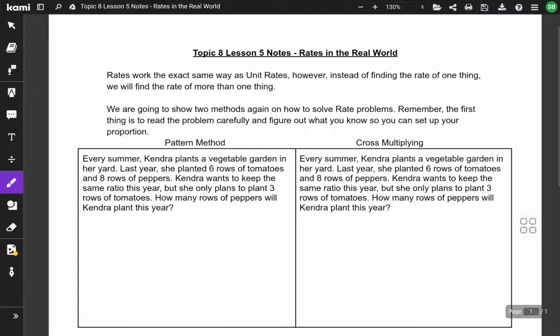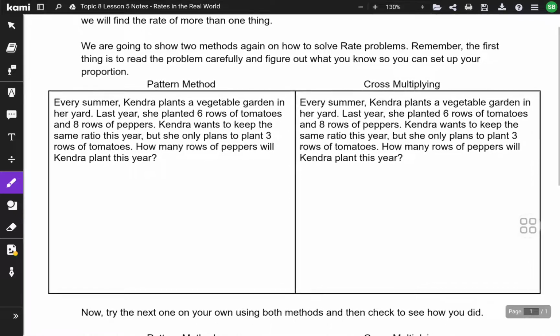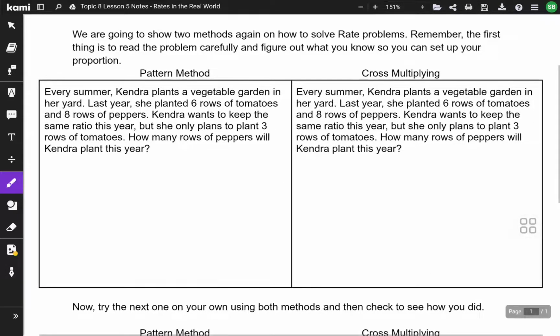Nothing of this should be new to you. If you understood lesson 4, you're going to understand this lesson. So we're going to look at the two different methods. The biggest thing is just looking at what information we know and going from there.